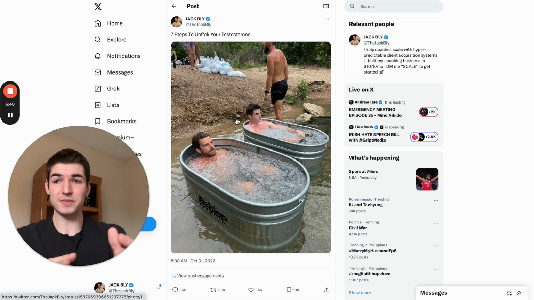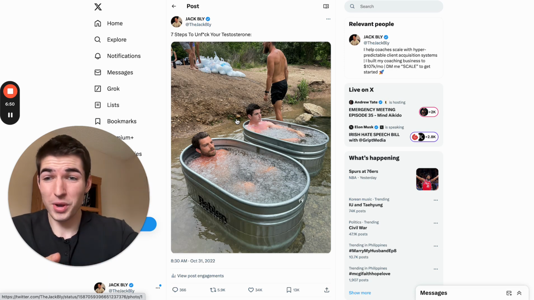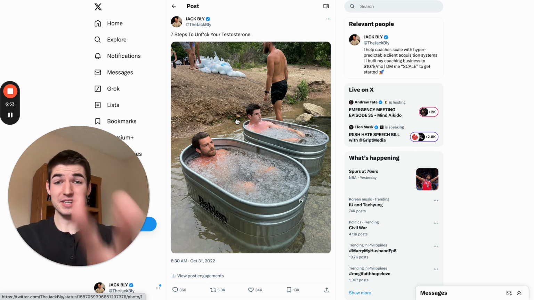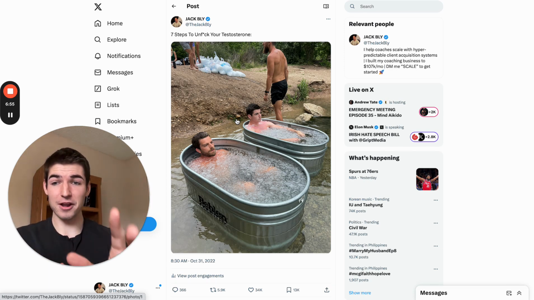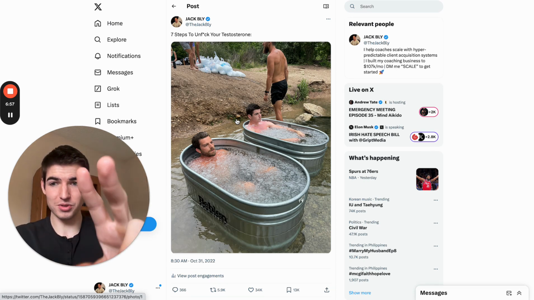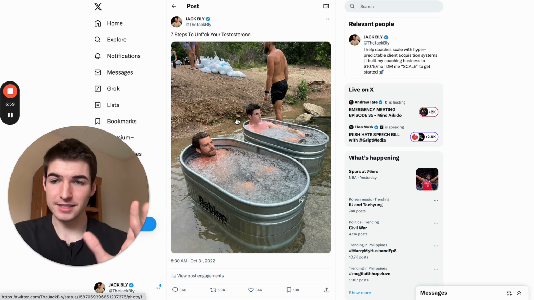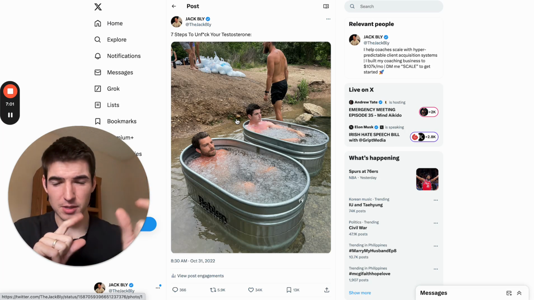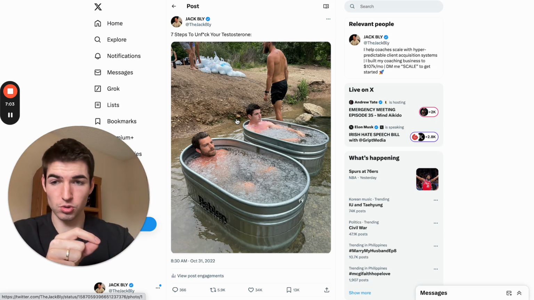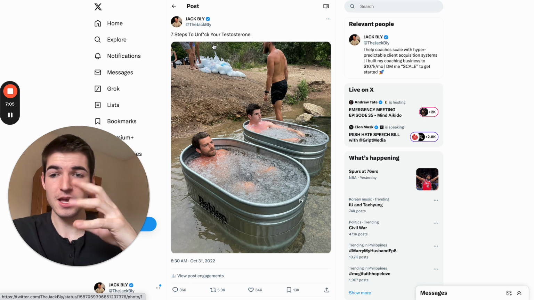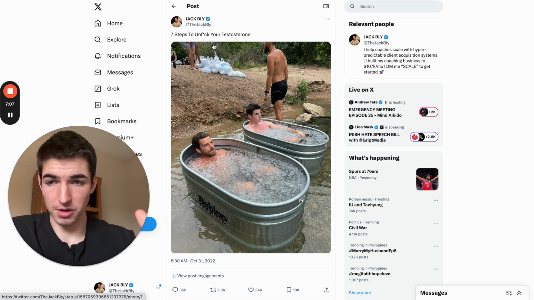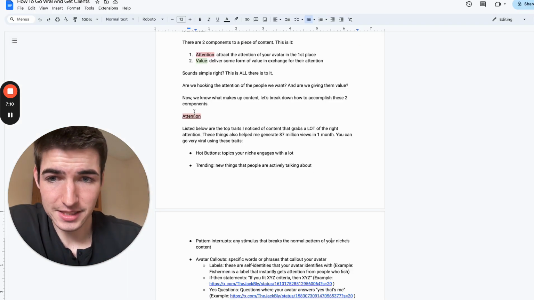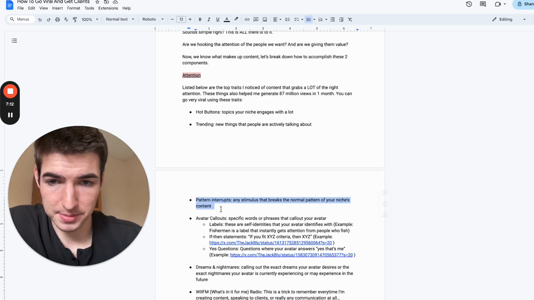You're just scrolling, and this is weird. It's a weird stimulus. This is not a normal pattern on Twitter, on X. If you're scrolling, this is a scroll stopper. That's the whole concept here. What is a different stimulus you can put in front of them that's going to stop them from scrolling? Could be a picture, could be a hook, could be anything. But that's an example right there of a pattern interrupt.